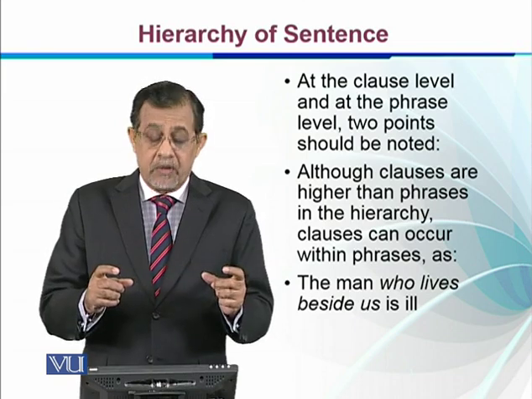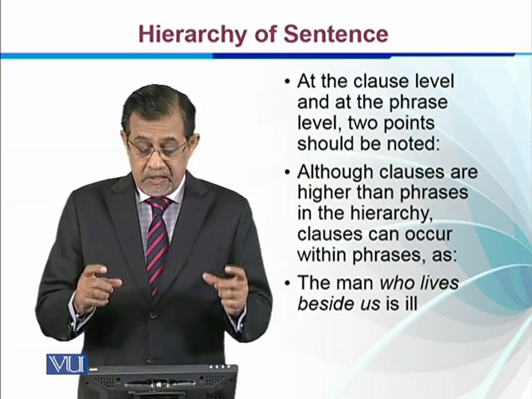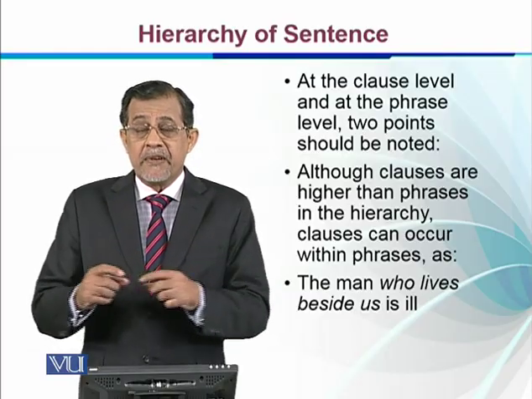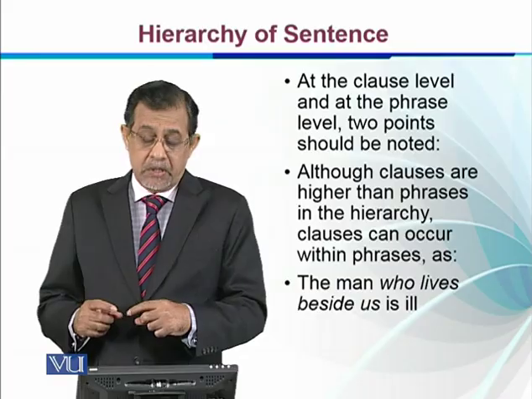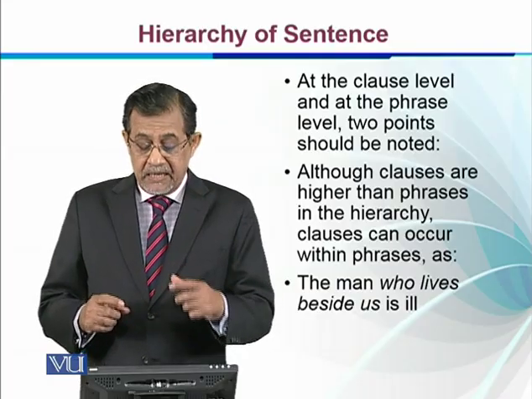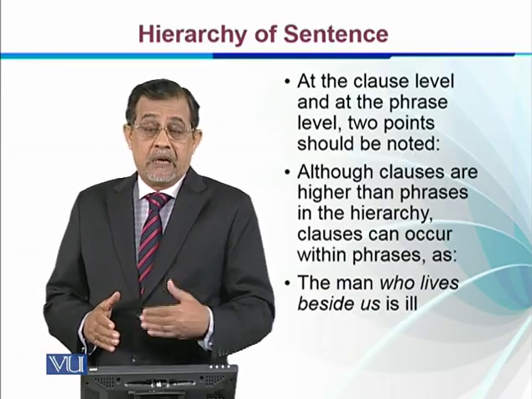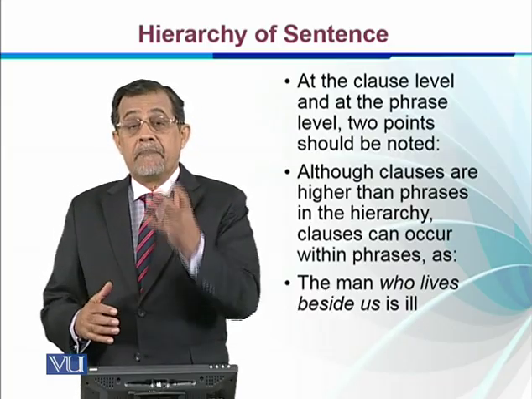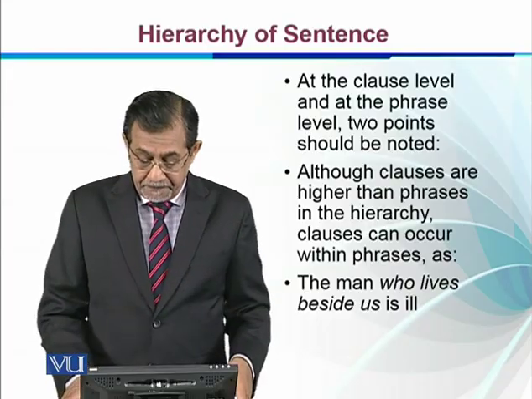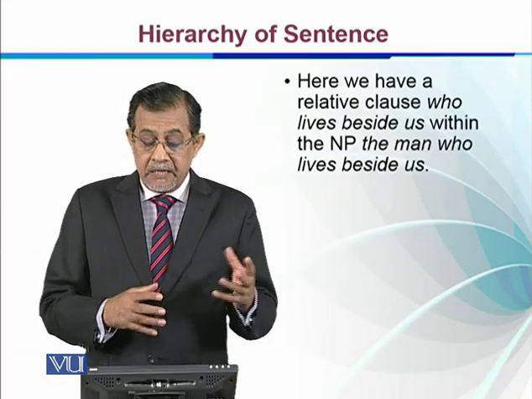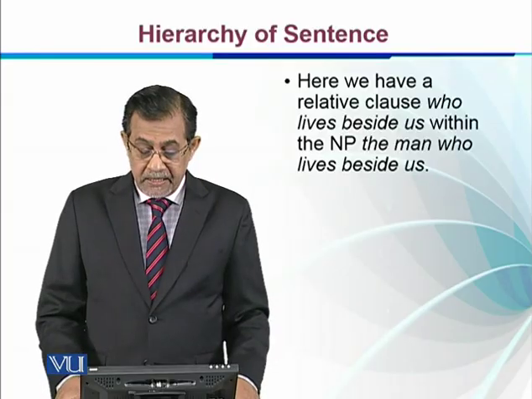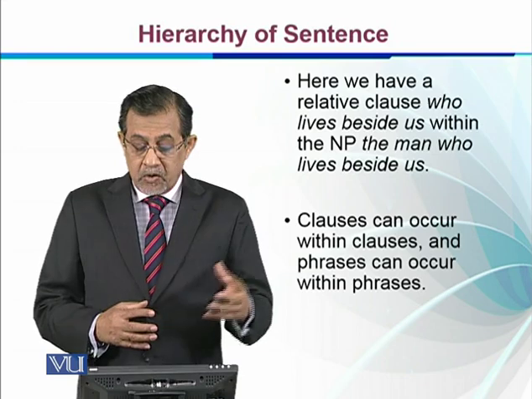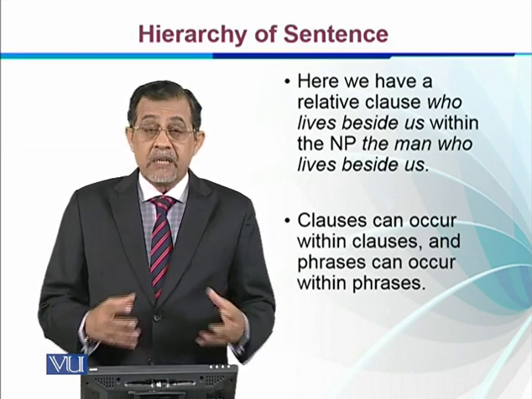So this is the main sentence, right? In which we have a noun phrase, the man. This noun phrase has a subordinate clause, who lives beside us. So this is what we want to establish, that sometimes a lower rank can have something of the upper rank. Here we have a relative clause, who lives beside us, within the NP. So clauses can occur within clauses and phrases can occur within phrases.